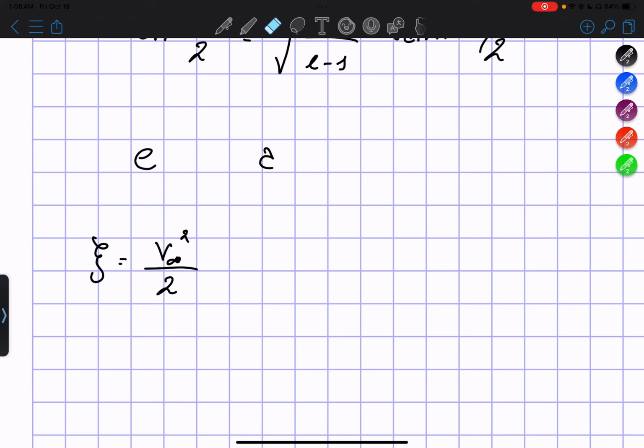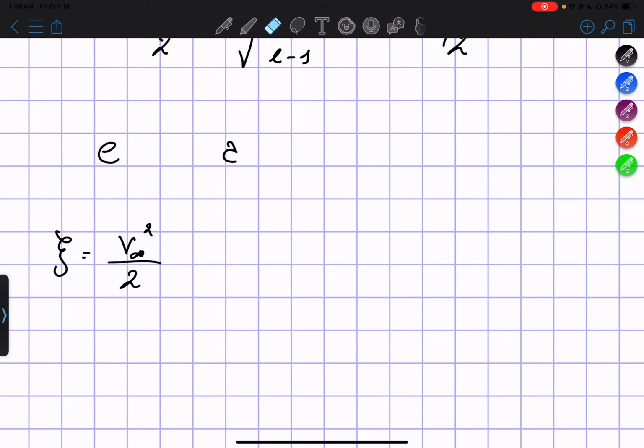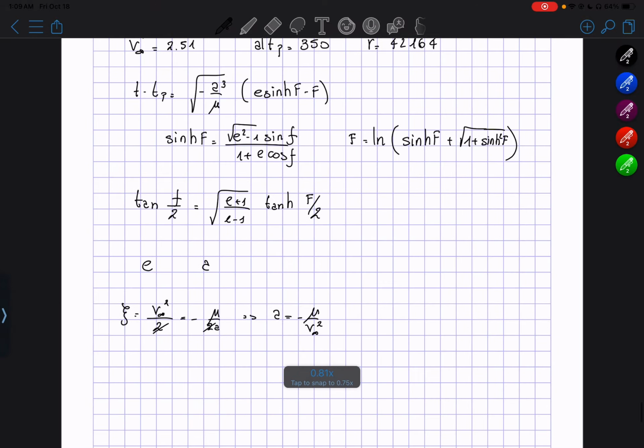And of course, it's just a value, but it's also equal to negative mu over 2a. Therefore, we can rewrite this as these two cancel out. a is equal to negative mu divided by v infinity squared, because it's the same on both sides. I don't really care if it's entering or exiting my orbit. In this case, the entrance velocity and the exit velocity will be the same. So not really a care in the world for that.